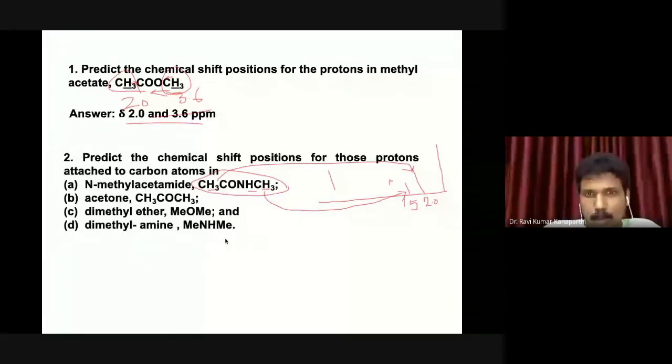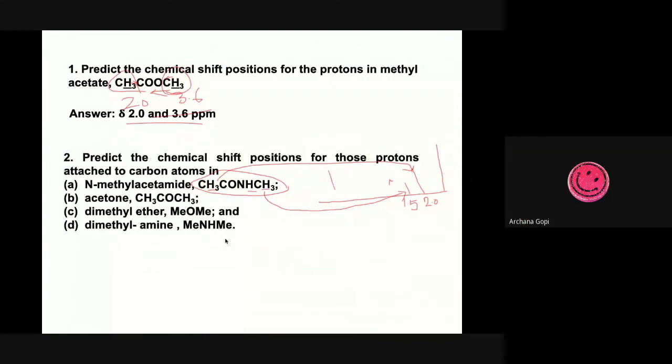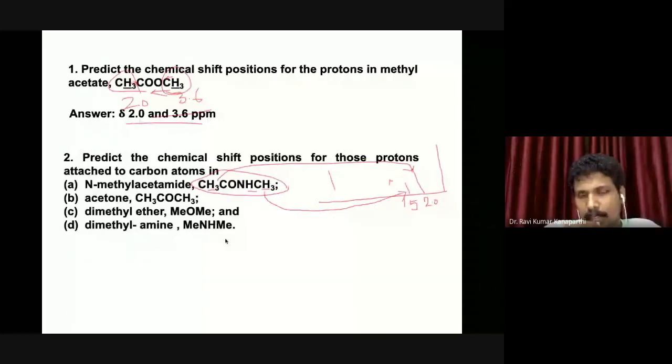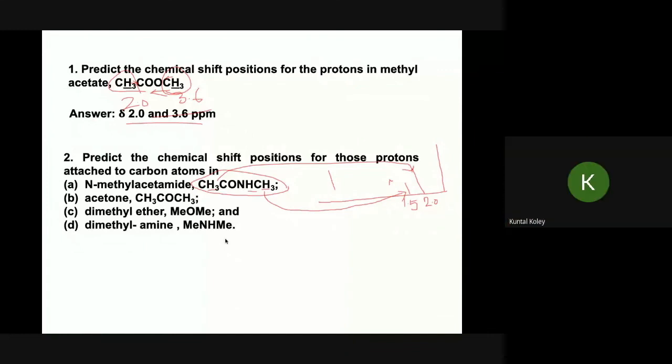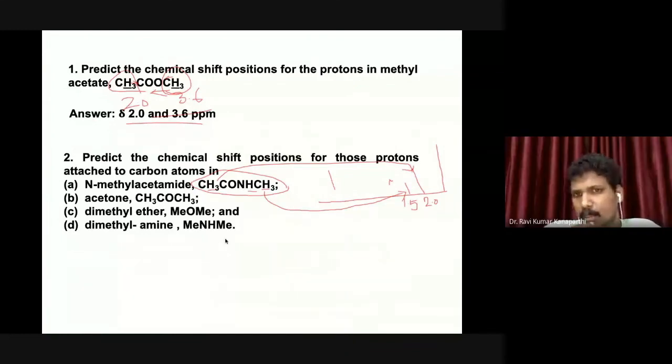Anybody in the class? What is the NH proton position? What is the typical region of NH proton? Between 7 and 10. What is the nature of NH proton? Is it sharp or broad? Broad.